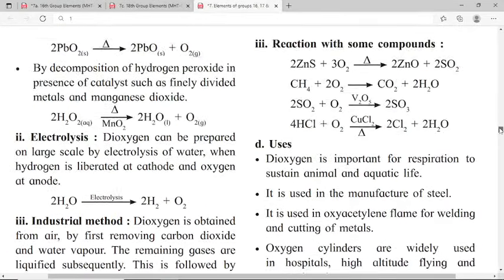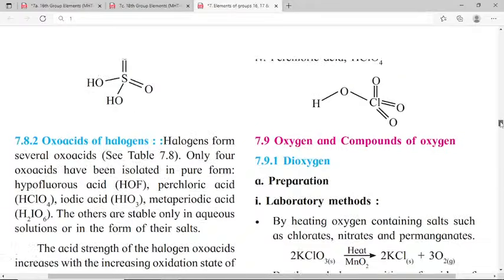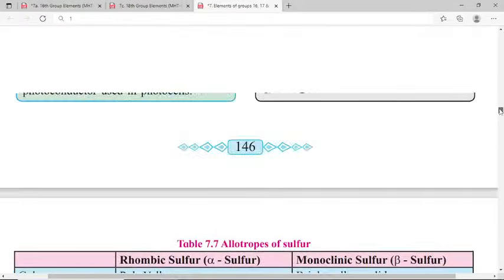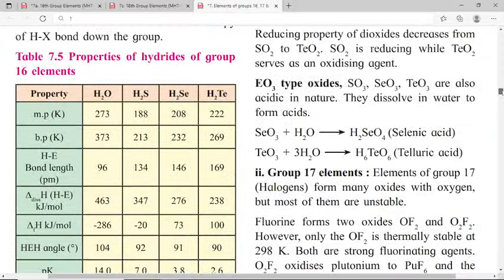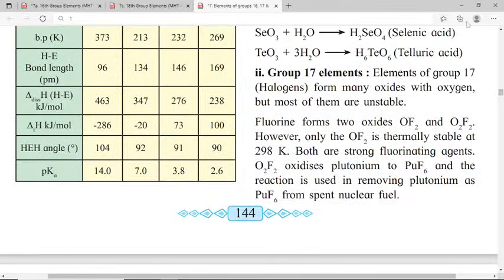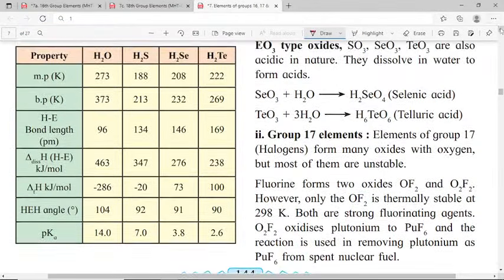So where it is written as a bond angle, please mention in your textbook. Yes, this is the bond angle actually. Bond length, bond angle here. This is bond angle. Bond angle as H2Te 90, 91, 92, 104. Important. Very, very important.